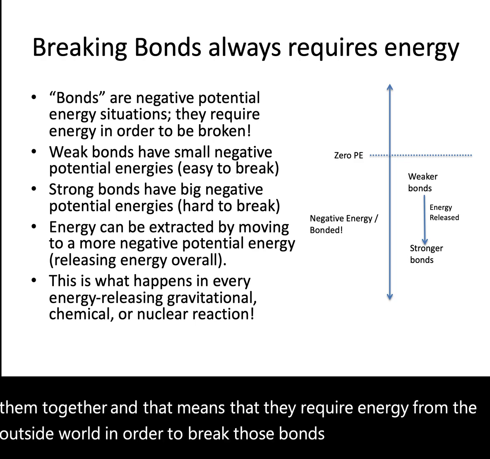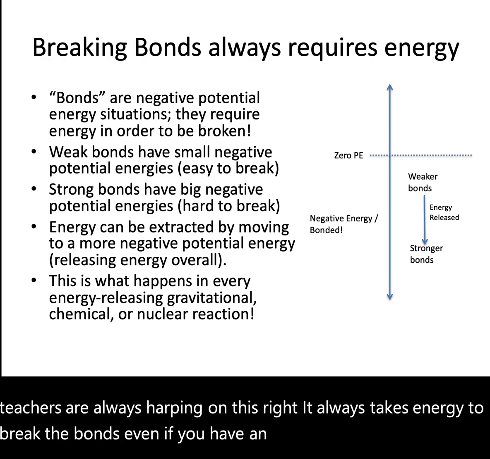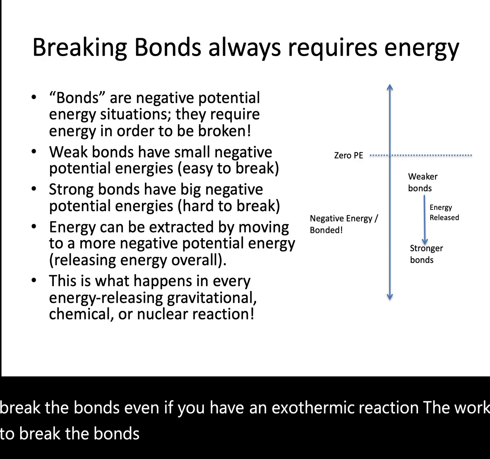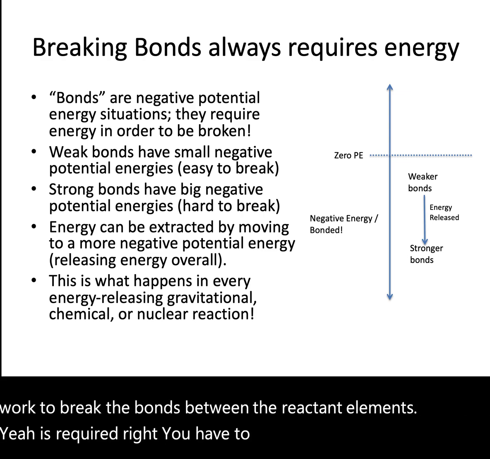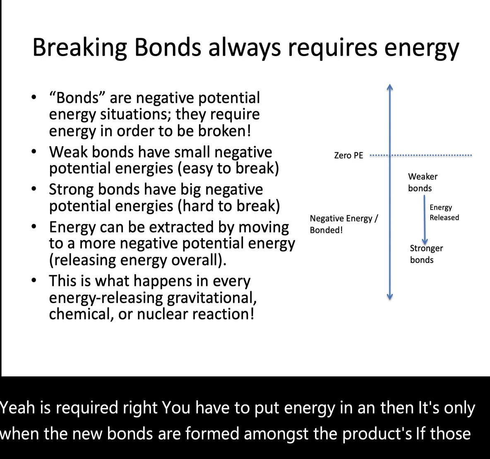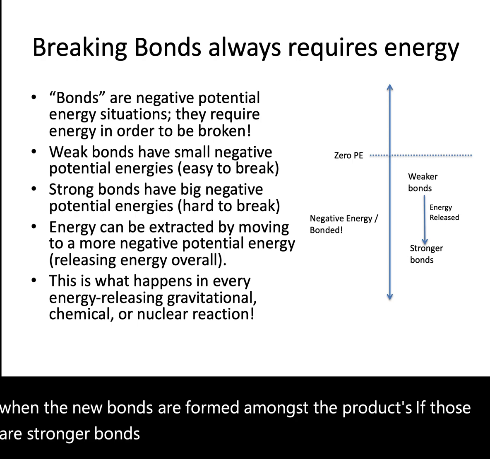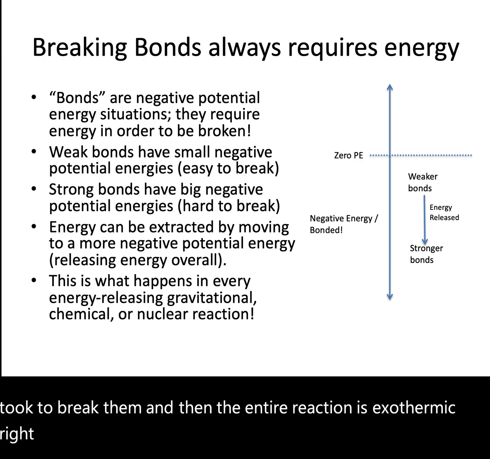Chemistry teachers are always harping on this, right? It always takes energy to break the bonds. Even if you have an exothermic reaction, the work to break the bonds between the reactant elements is required, right? You have to put energy in, and then it's only when the new bonds are formed amongst the products, if those are stronger bonds, then there is more energy released than you took to break them, and then the entire reaction is exothermic, right?